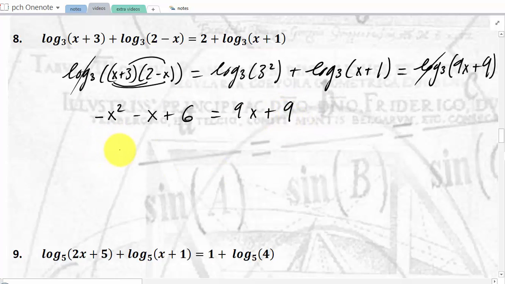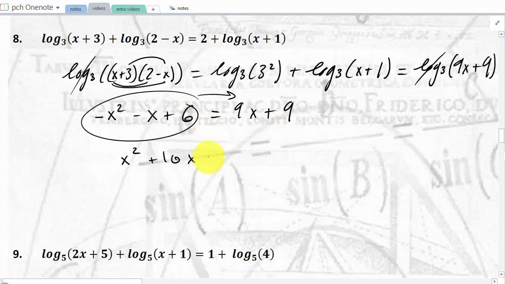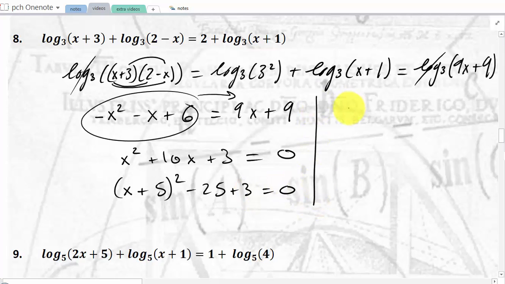That's a pretty nice equation to solve. I'm going to move everything to this side, and I have x squared plus 10x, 9 minus 6 equals plus 3 equals 0. Oh, super nice to solve. X plus 5 squared minus 25 plus 3 equals 0. Okay, so we have x equals 5. I'm sorry, negative 5, right? When this moves to the other side, it's going to be negative 5 plus or minus square root of negative 25 plus 3, that's negative 22, 22.